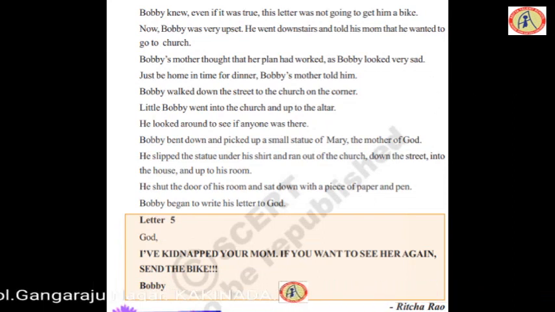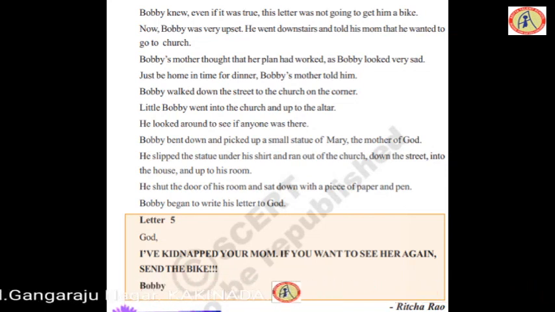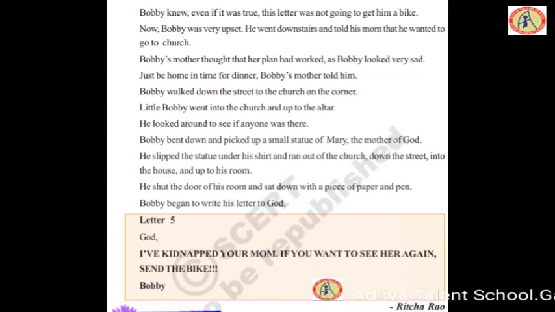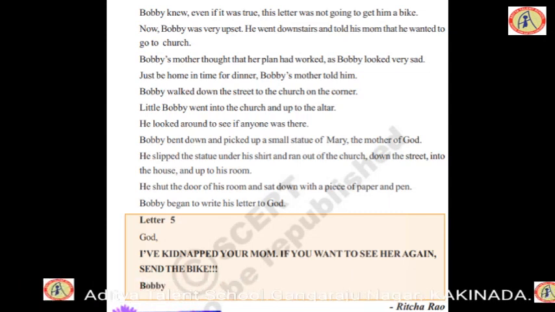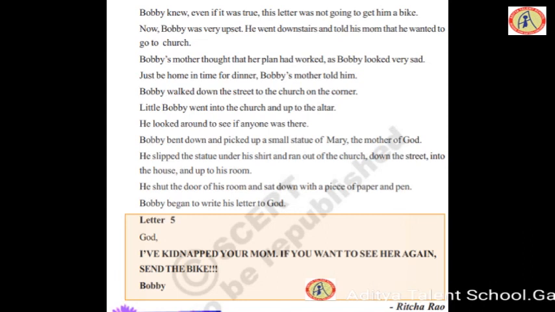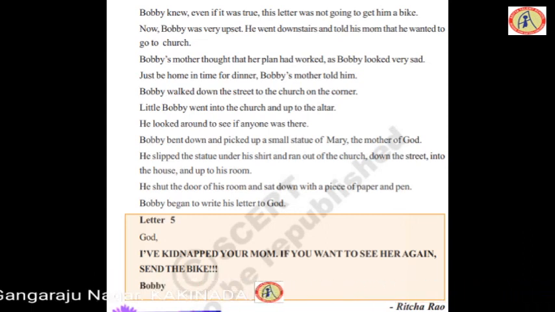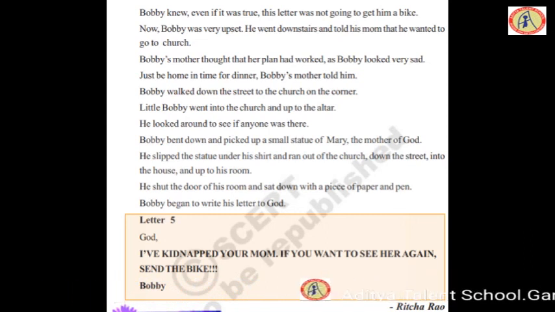Bobby knew even if it was true, this letter was not going to get him a bike. He knows clearly, even if I write correctly, wholeheartedly about what I think, I cannot get it. Now Bobby was very upset. He went downstairs and told his mom that he wanted to go to church. He became so upset. What to do now? How can I get a present on my birthday? He went downstairs and told Mummy, Mummy, I would like to go to the church.